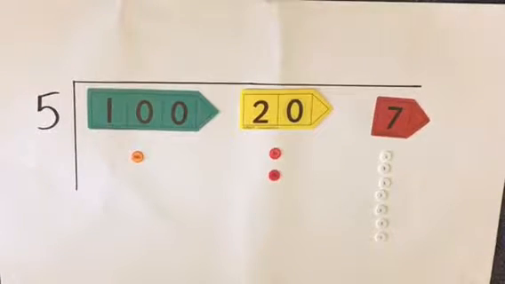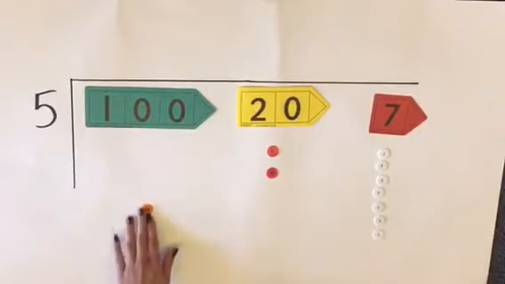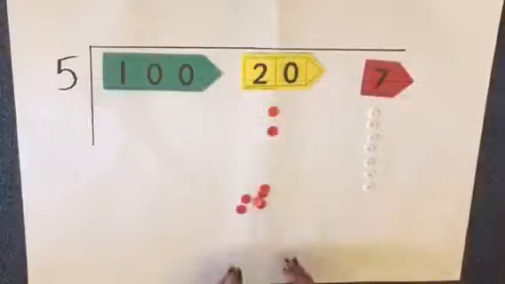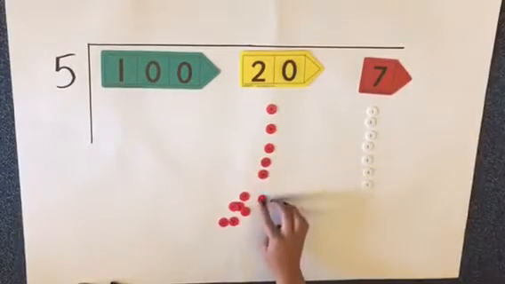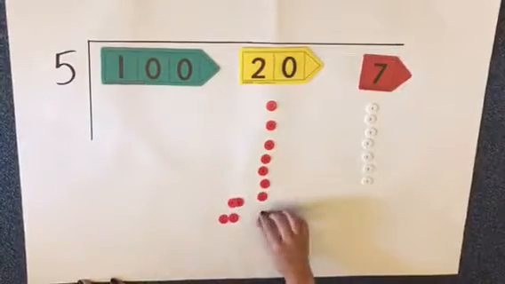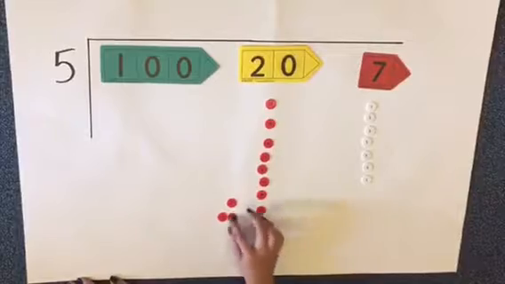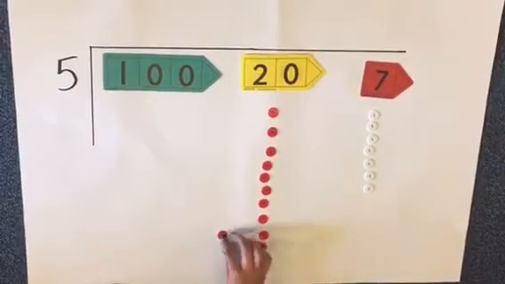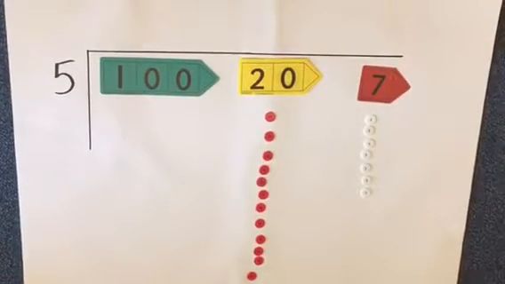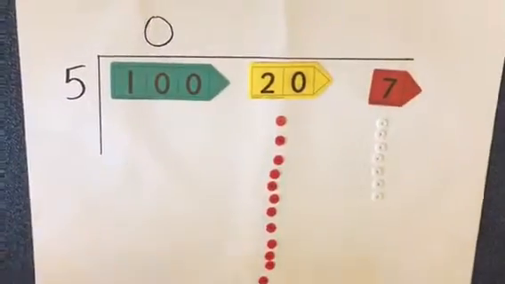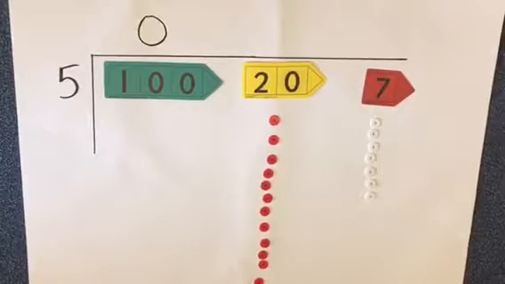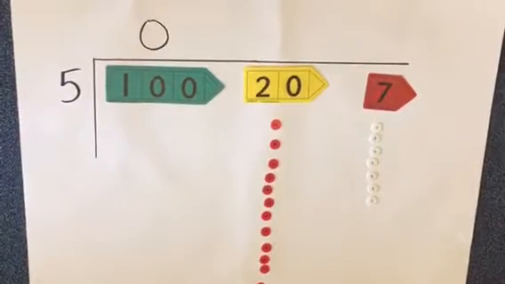Children should be confident with this concept after the initial teaching of short division. So the 100 counter will be exchanged for 10 tens. So 1, 2, 3, 4, 5, 6, 7, 8, 9, 10. I can then write 0 in the 100th column above the bus stop. I now have 12 tens altogether rather than 2 tens.